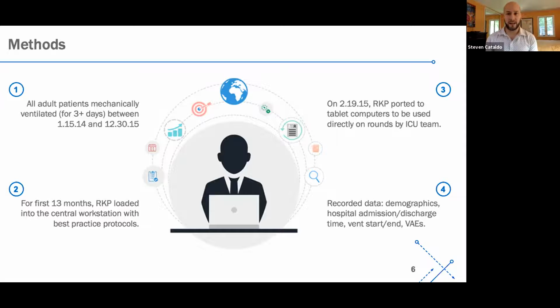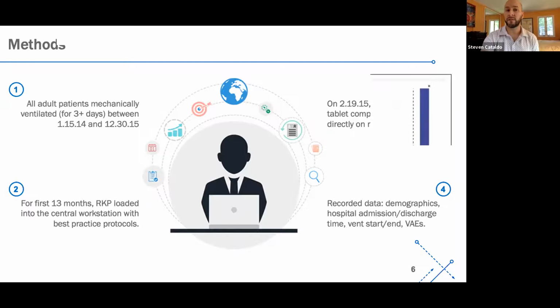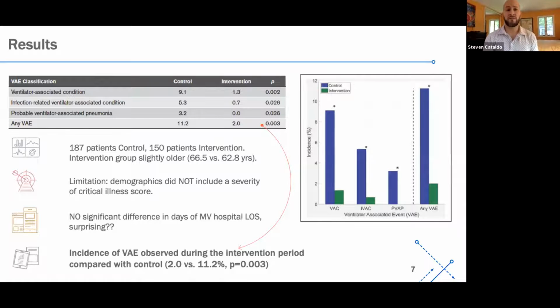The recorded data, of course, included simple demographics, time of hospital admission and discharge. So looking at hospital length of stay, ICU length of stay, and of course, mechanical ventilation start and end time. Of course, we're looking at VAEs. Those are the big ones that we were looking at, just to see if we brought this to the bedside and brought it to near real time, could we further improve care? So let's look at some results.